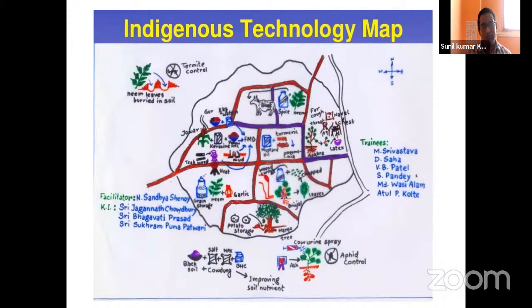Suppose on the left you can see there is some termite control happening. What sort of practices are they using? The particular community said we are using leaves, we bury those leaves into the soil so that termite control can happen. If there is a problem of FMD, how can it be handled? They use half a liter of water, some teak wood extract, some kerosene oil, and some jowar plant. So they have specific practices for specific issues, and this indigenous technology map can also be drawn.